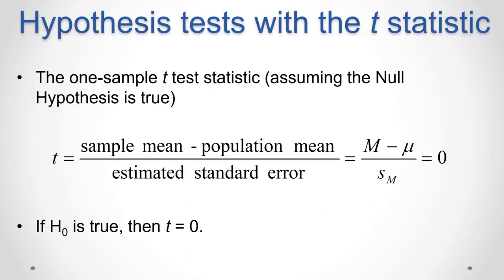The one-sample t-test statistic formula is t is equal to sample mean minus population mean divided by estimated standard error. If the null hypothesis is true, then the t-test statistic is equal to 0. The further away the obtained or calculated t-test statistic is from the t-distribution's mean of 0, the more likely we are to reject the null hypothesis.